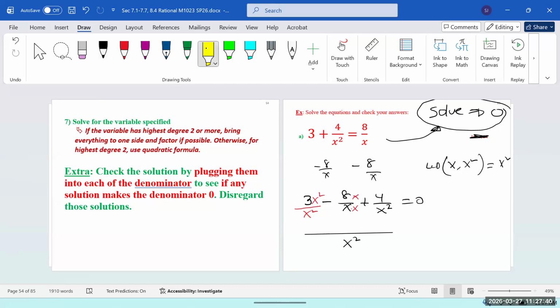So let me highlight all the numerators for you. This is our first numerator with this sign. This is our second numerator with this sign. And this is our third numerator. So write them on the numerator: 3x squared minus 8x plus 4.